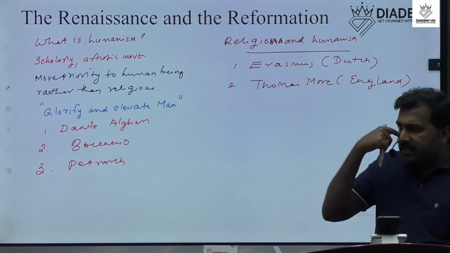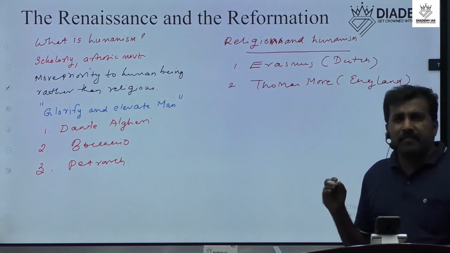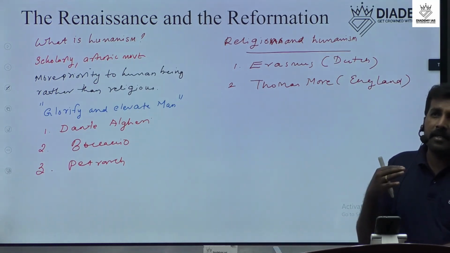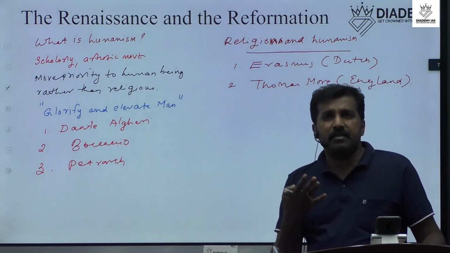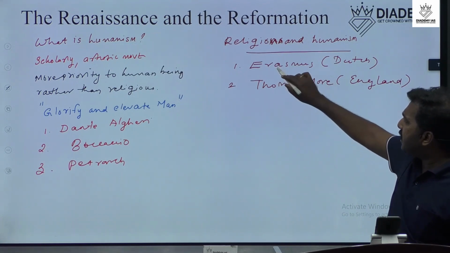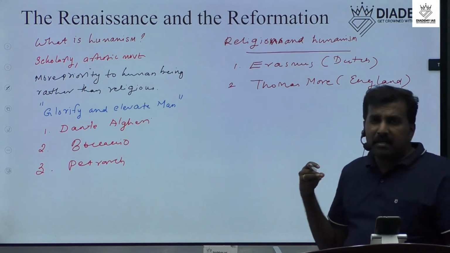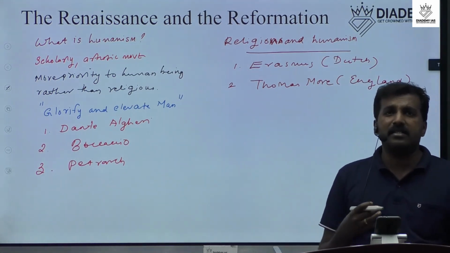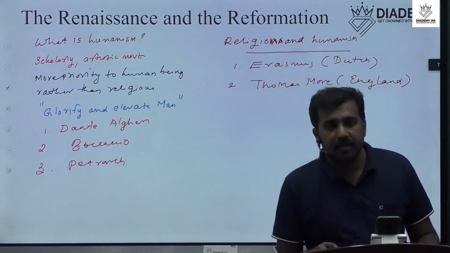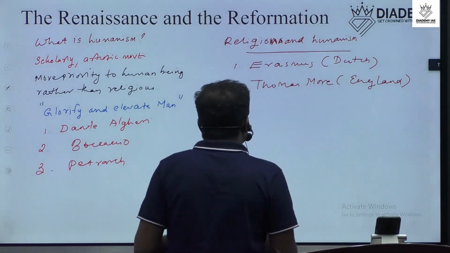It mainly means the role of religion in society, how religion impacted and played a role relating to the change of society. So these two important persons, Erasmus and Thomas More, worked through their literary works, and through them they challenged the society. They challenged the existing system, that is humanism.